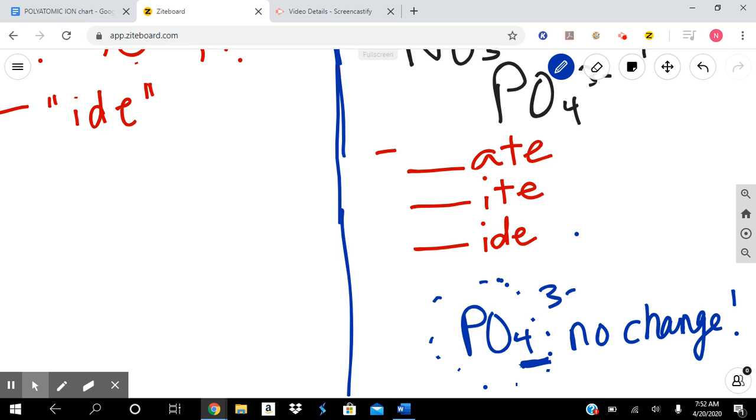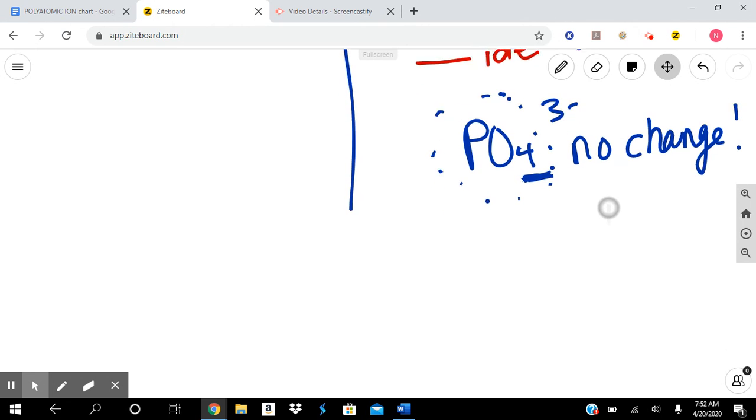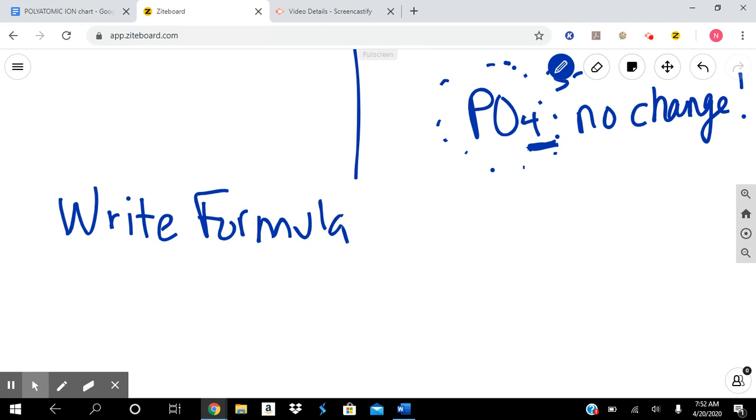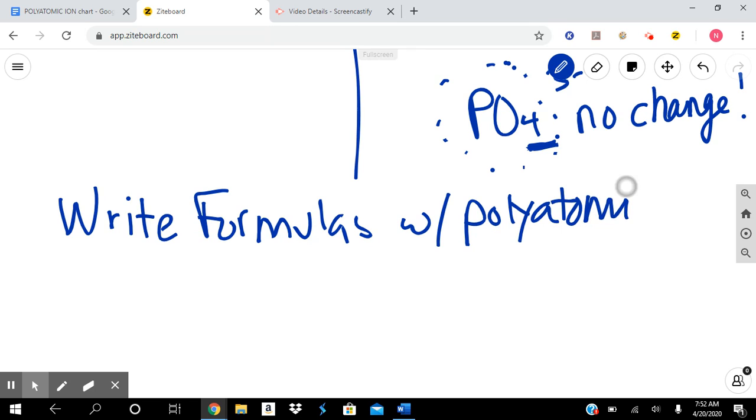All right, welcome back to our next lesson. In our next lesson today, what we're going to do is write formulas, because I think some of you might understand this a little bit more once we just start doing the problems. So we're going to write formulas with polyatomics. And this process does not change. We still attack it just like we did last week with our monoatomics.